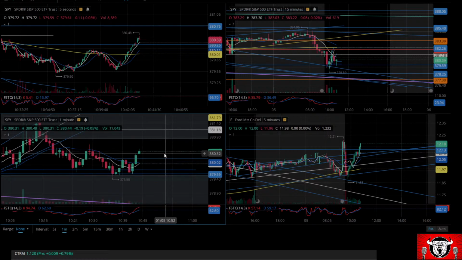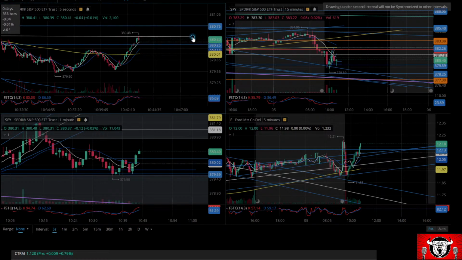Hey, there's a 10-year note announcement at 11 a.m., and there's a 3-year note announcement and a 30-year bond announcement. There are some auctions.